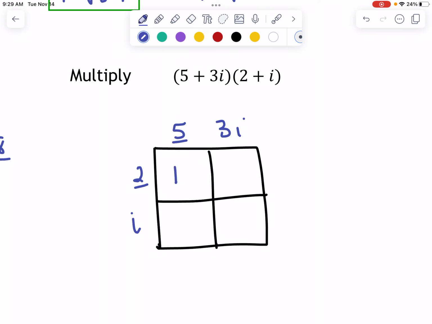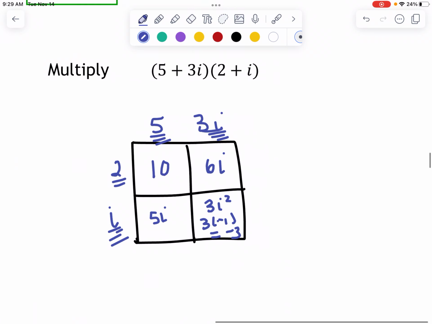We have 2 times 5, which gives us 10. We're going to have a 3i times 2, which gives us 6i. An i times 5, which gives us 5i. And we'll have an i times 3i, which gives us 3i squared. We remember that i squared is equivalent to negative 1, and 3 times negative 1 gives us negative 3.